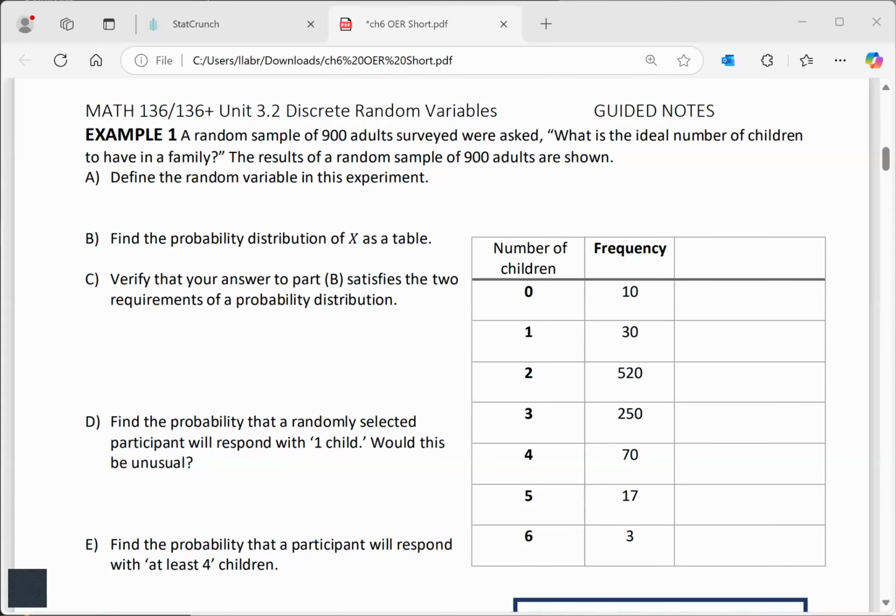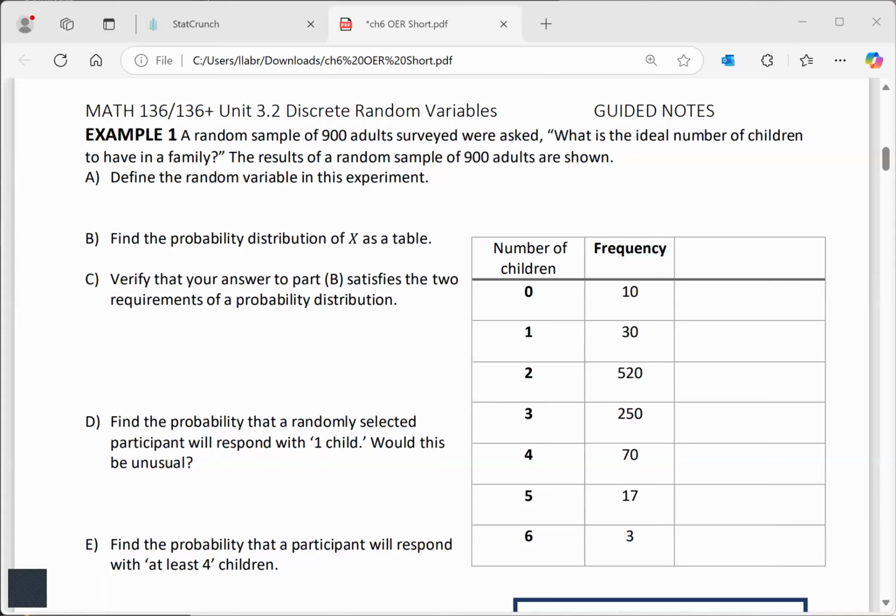All right, welcome back, everyone. Let's take a look at another example of random variables. So here the example reads: a random sample of 900 adults was surveyed, and they were asked, what is the ideal number of children to have in a family? The results of a random sample of 900 adults are shown below.